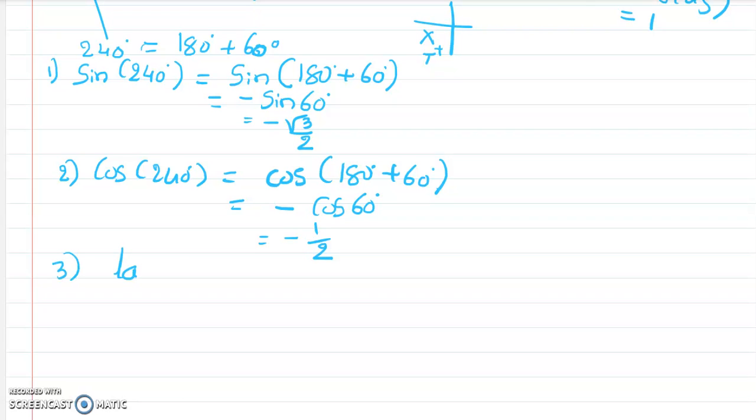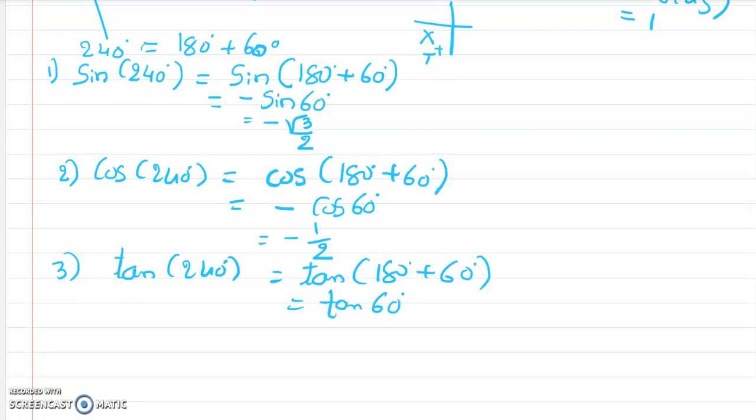Third, tan 240 degrees. Tan 180 degree plus 60 degree. Tan operating on 60 degree. And you know tan is positive in the third quadrant, so it is plus tan 60. You know the ratio for tan 60 degrees? Root 3.